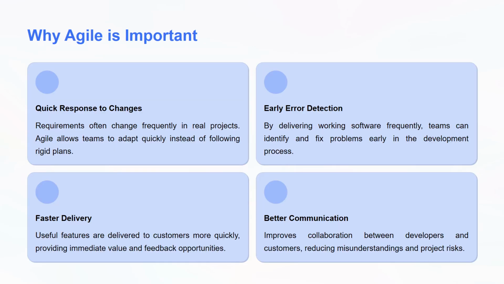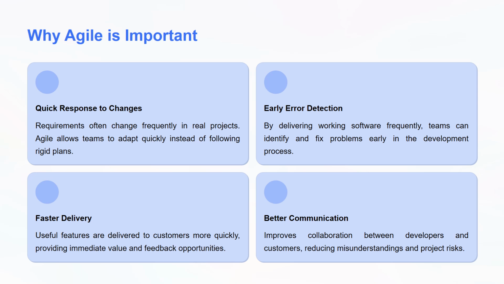Now, let's look at why Agile is important in software development. In real world projects, requirements often change during development. Traditional methods find it difficult to handle these changes, but Agile is designed to adapt quickly. Another major advantage of Agile is early error detection. Since working software is delivered frequently, problems can be identified and fixed at an early stage instead of at the end. Then, Agile also allows faster delivery of useful features.